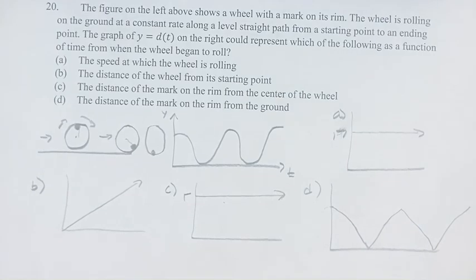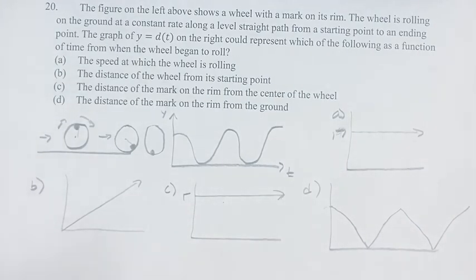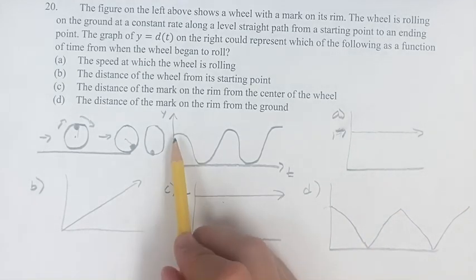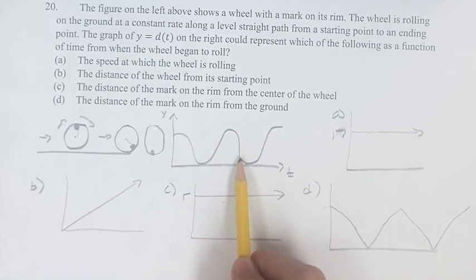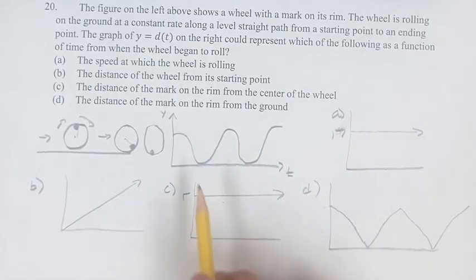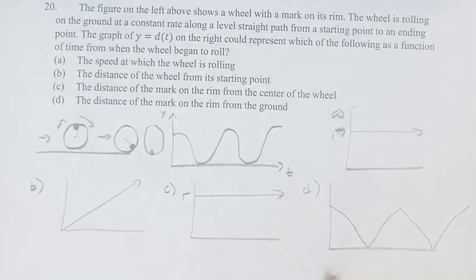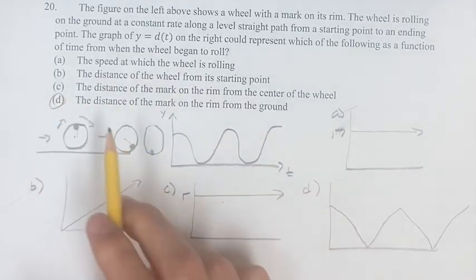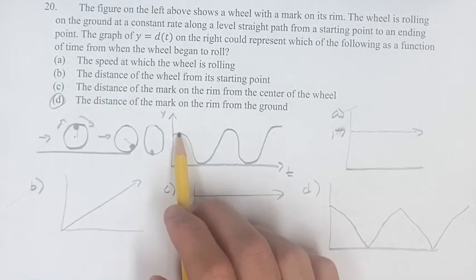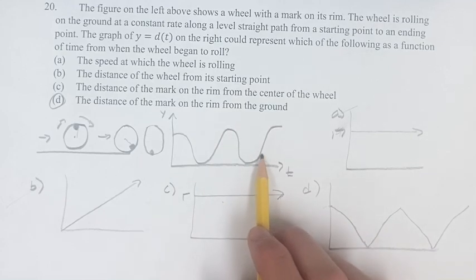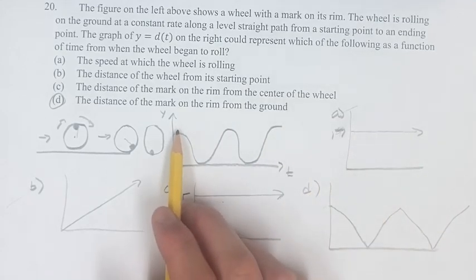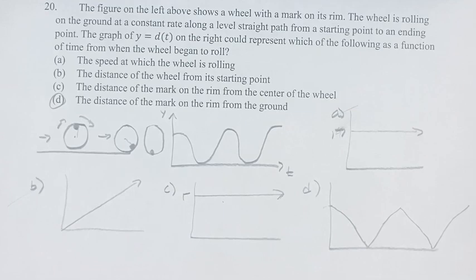So that's all we can do from our current understanding of this problem: we know it goes up and down and up and down. We didn't know it was in this particular curve, but we did know it's going down and up and down and up, and it's the only one. A doesn't do that, B doesn't do that, C doesn't do that, therefore D must be our answer. The distance of the mark on the rim from the ground is a periodic function where it's going up and down and up and down between some value and 0. So D is going to be your final answer.